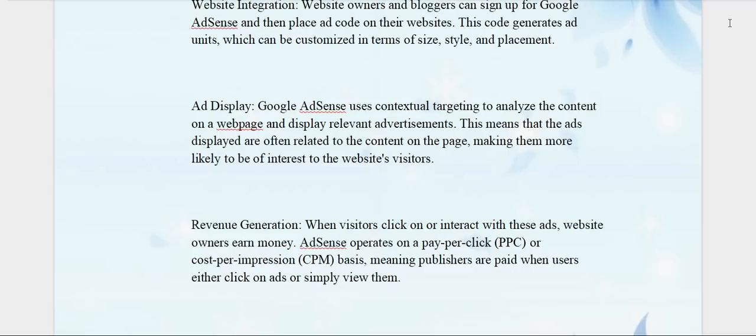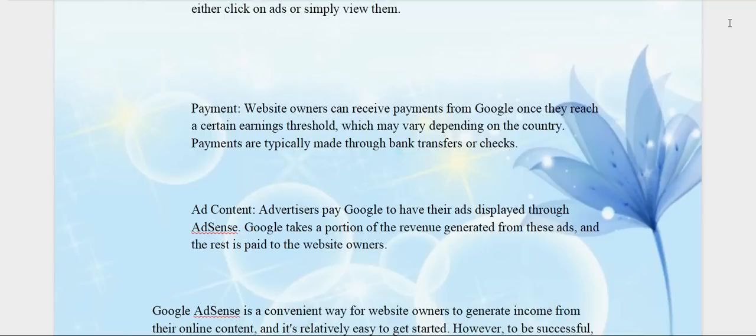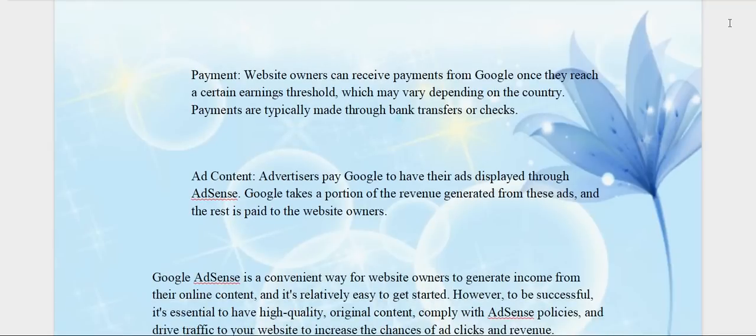Third is revenue generation. When visitors click on or interact with these ads, website owners earn money. AdSense operates on a pay per click (PPC) or cost per impression (CPM) basis, meaning publishers are paid when users either click on ads or simply view them. Next is payment. Website owners receive payment from Google once they reach a certain earning threshold, which may vary depending on the country, and payment is typically made through bank transfer or check.